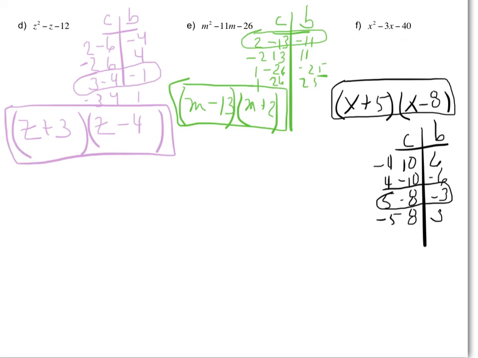On the last one, negative 40 actually does have quite a few that you can work on. So you want to start trying to help yourself with a little bit of strategy on this. One is positive and one is negative, and then I need to get a difference basically of a negative 3. So I tried the negative 4 and 10 and got a 6. Then I tried the 4 and negative 10 and got a negative 6. 5 and negative 8 gave me the negative 3 we needed. So then it's x plus 5, x minus 8.